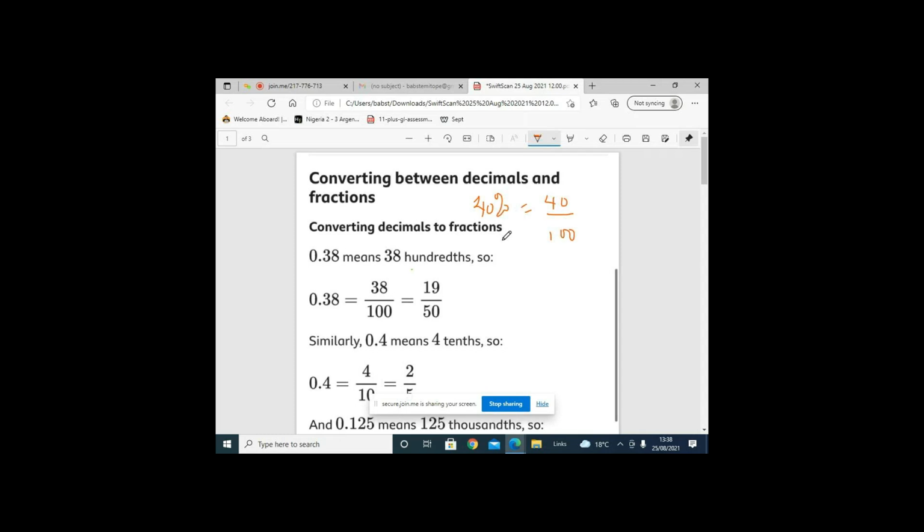So you can now simplify it. You can divide it by any number that is common between the numerator and denominator. So 10 is common, isn't it? So 40 divided by 10 is 4. 100 divided by 10 is 10. Between 4 and 10, 2 is also common. So it's going to be 2 over 5. That's it.